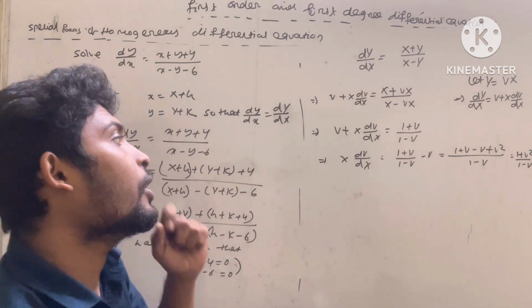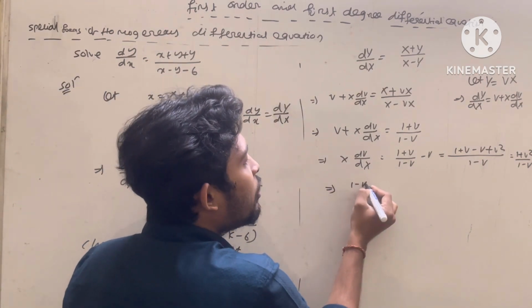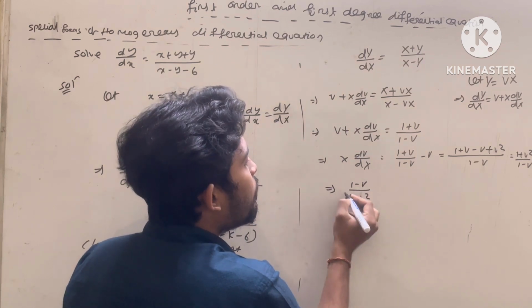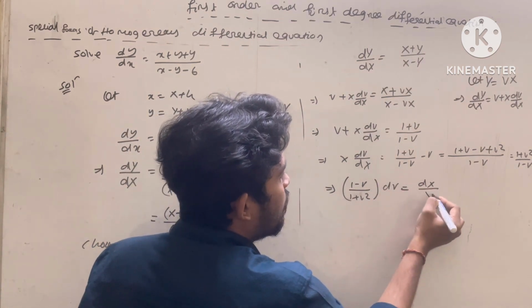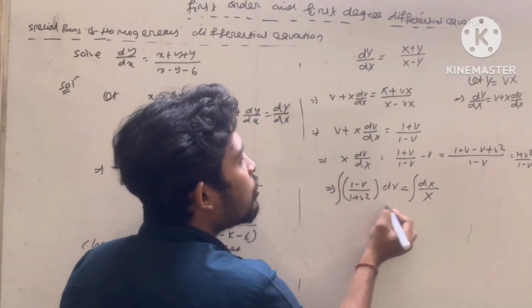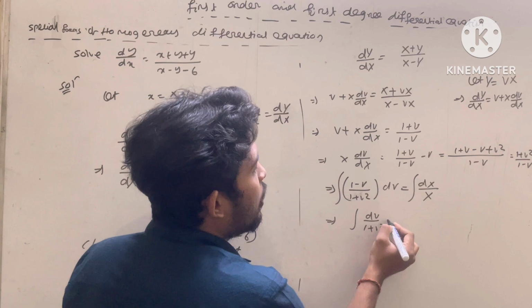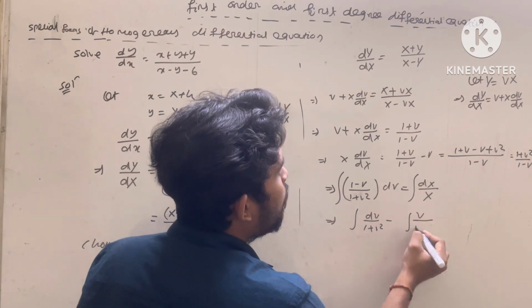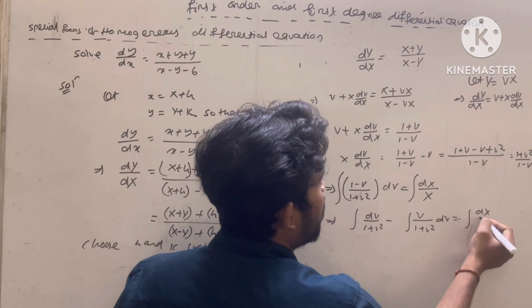Now you have to separate the variables. Okay, V to V side and X to X side. So this becomes (1 minus V) divided by (1 plus V square) dV, and this is dX by X. Okay, so taking integration on both the sides. So this is dV by (1 plus V square) minus V by (1 plus V square) dV, and this is dX by X.